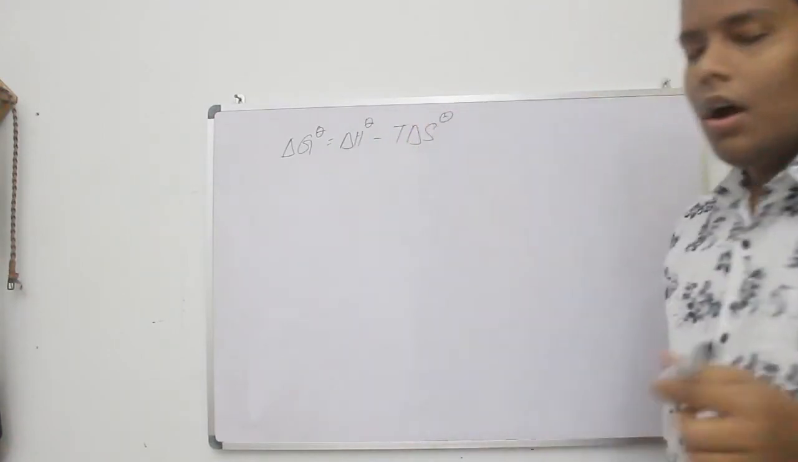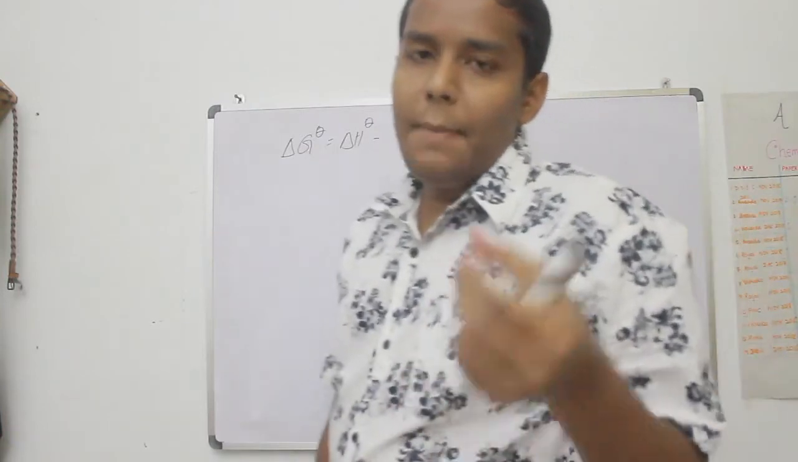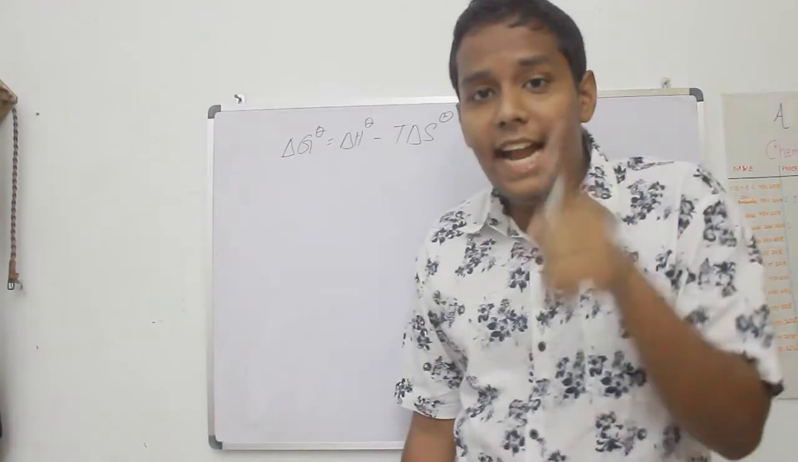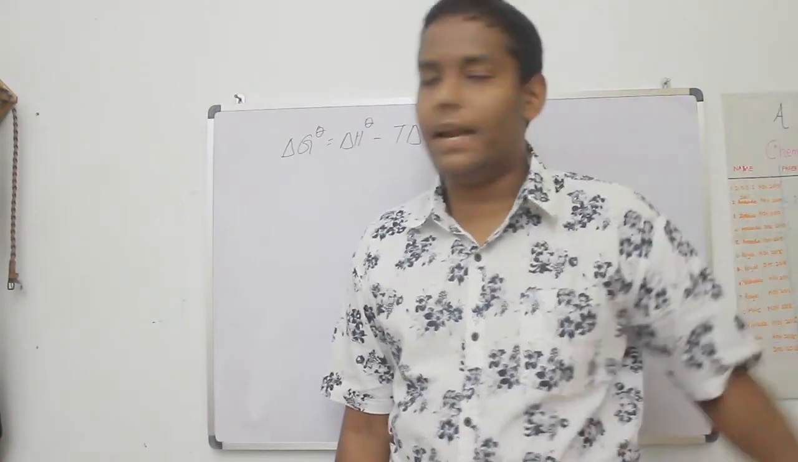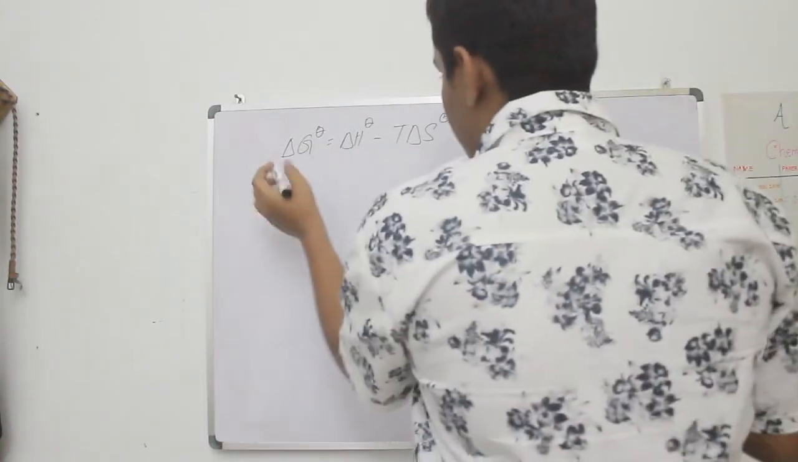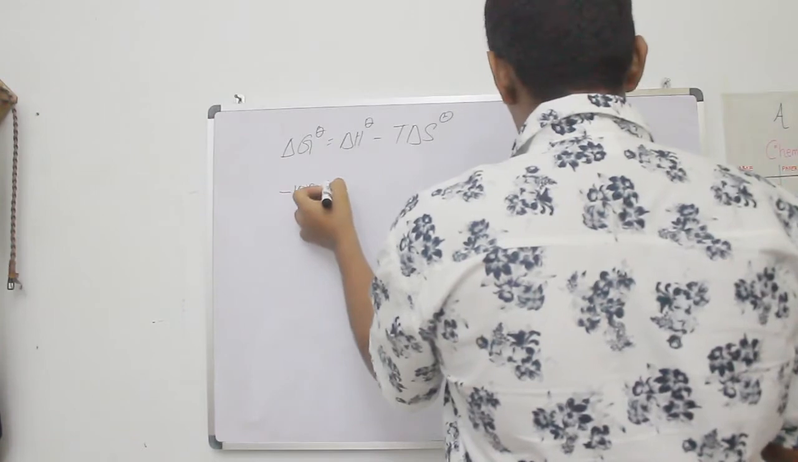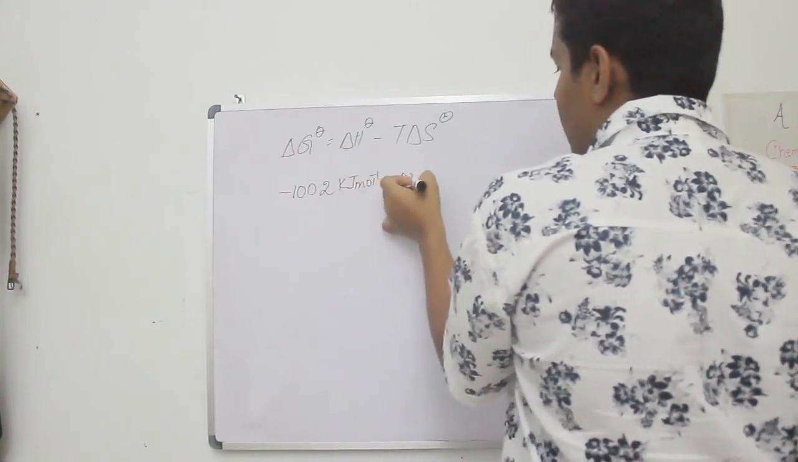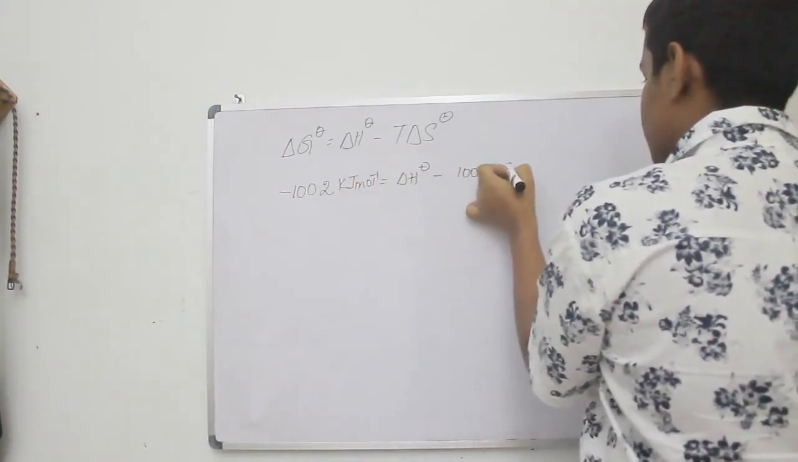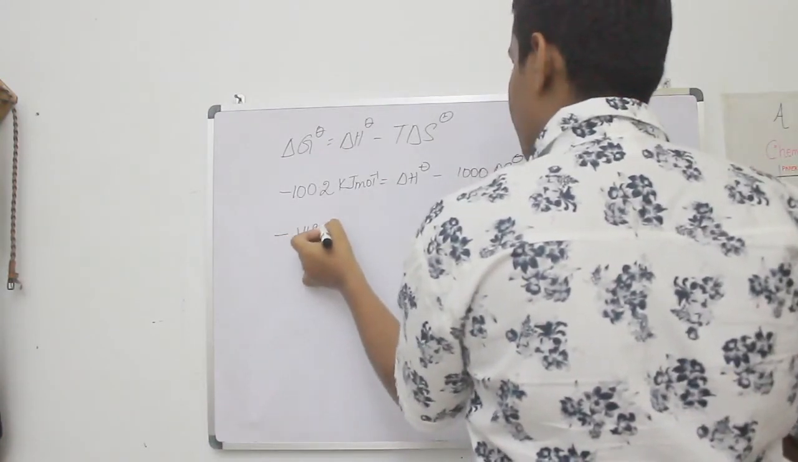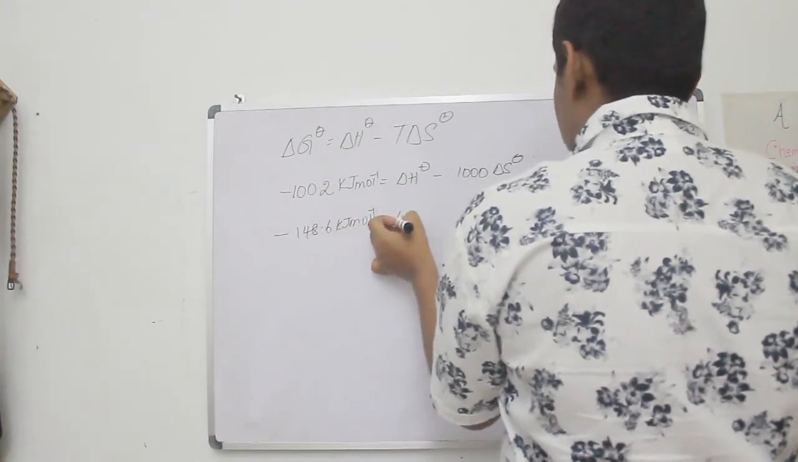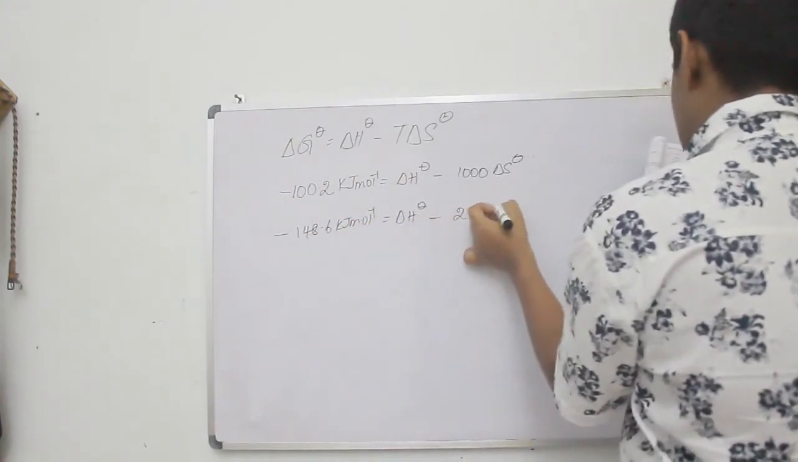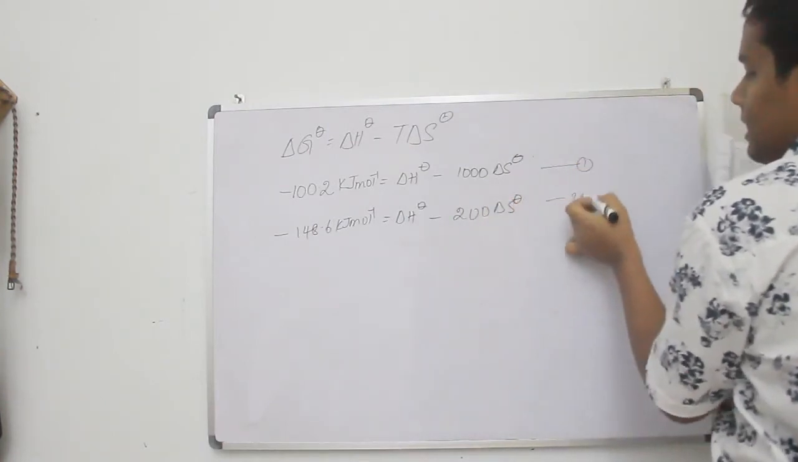You know that delta S and delta H are parameters that are independent of temperature. So whatever the temperature you have, what will happen? They should remain the same. Delta H and delta S will remain the same irrespective of changes in temperature. So first situation, minus 100.2 kilojoule per mole for delta G equal to delta H minus 1000 into delta S. Then minus 148.6 kilojoule per mole, delta H minus 2000 delta S. The question is asking us the entropy change, that is delta S.